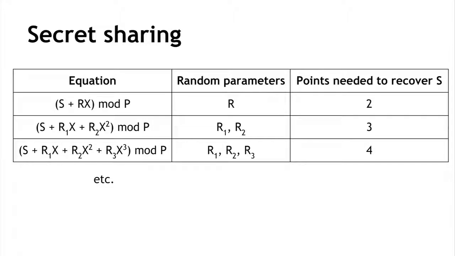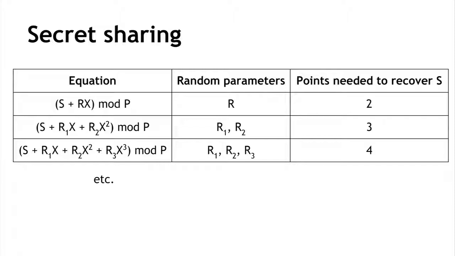So if we use the equation s plus rx mod p with the random parameter r, that's the slope that we saw in the previous slide, then you need 2 points to recover s because you need 2 points to interpolate a line. If, on the other hand, you use a quadratic, that is s plus some random value r1 times x plus some other random value r2 times x squared, then there are 2 random parameters r1 and r2, and with any 3 points you can uniquely interpolate a quadratic and get back s.